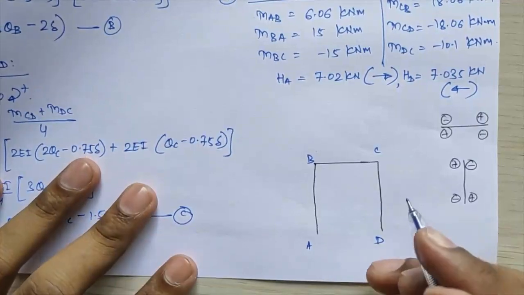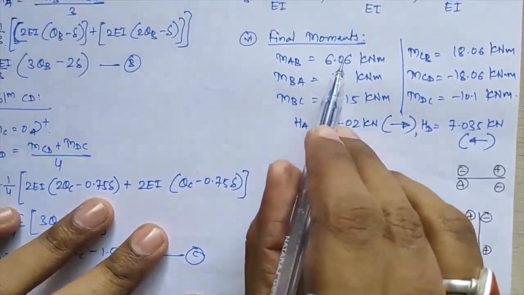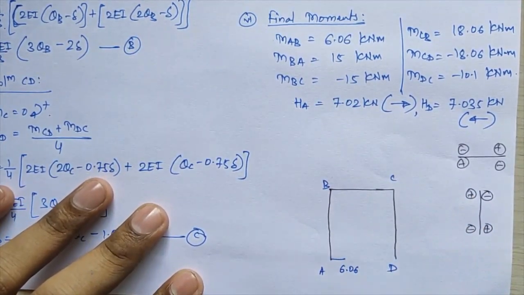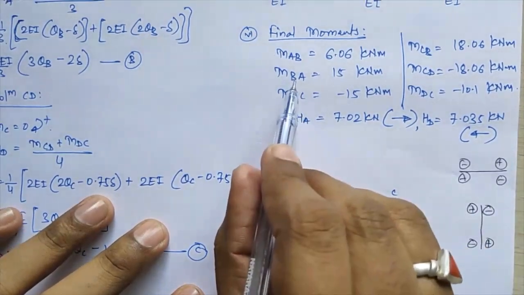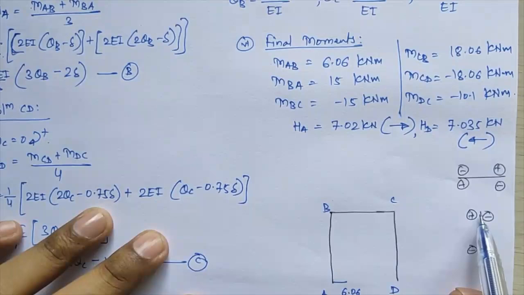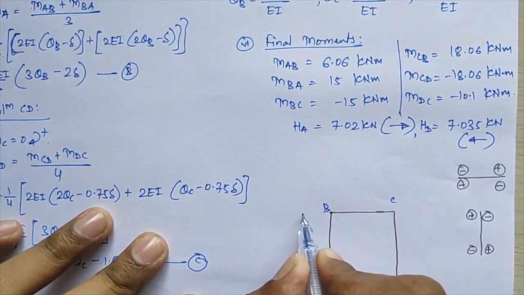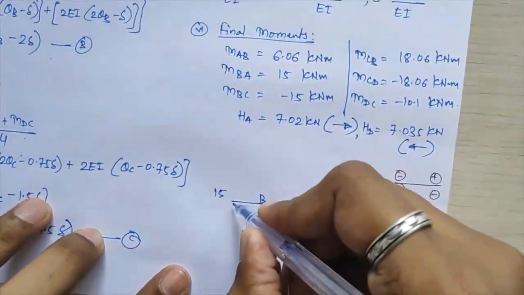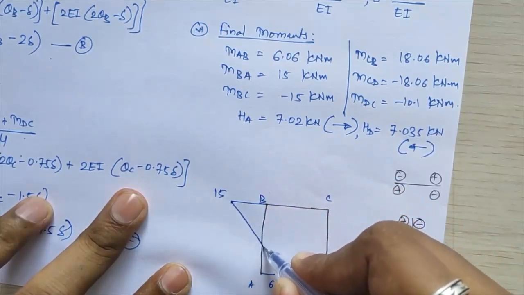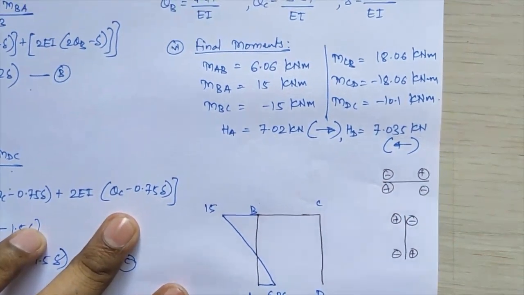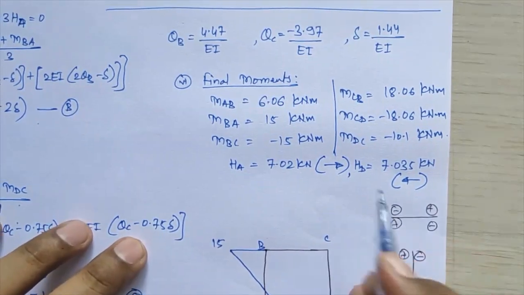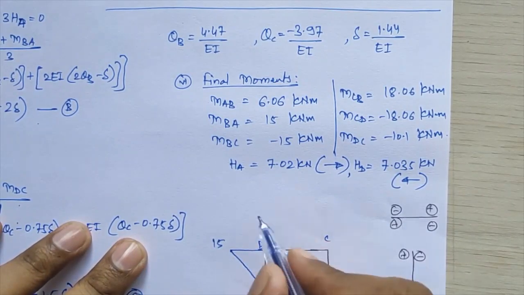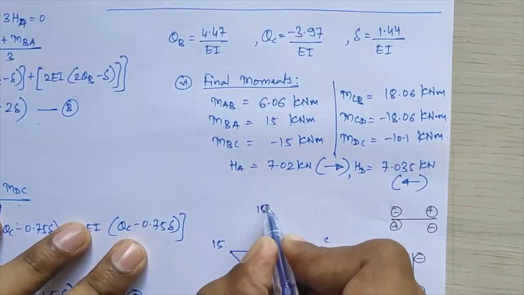For the first member, MAB I am getting as plus 6.06, so I'll plot that over here. Next, at joint B you are getting positive 15, which means you have to plot it on the outward side of this frame. You have to join this with a straight line. Then next is the BC member. For BC, MBC I am getting minus 15, so with horizontal member sign conventions it will be plotted on the upward side, that is 15.